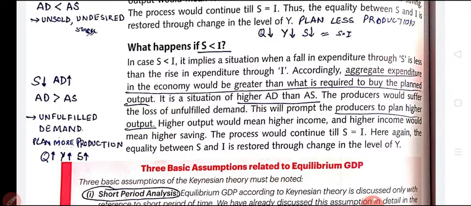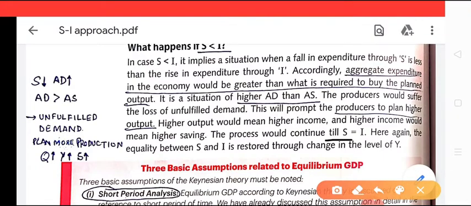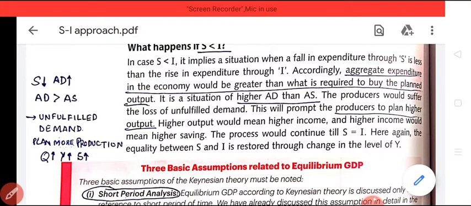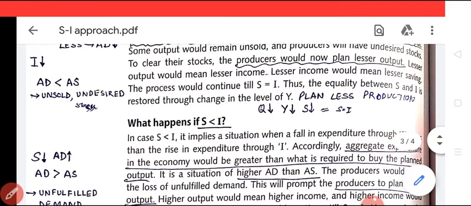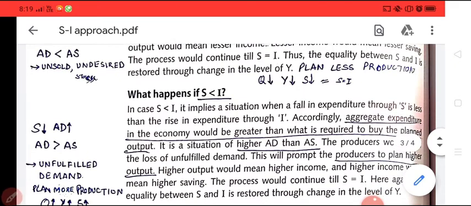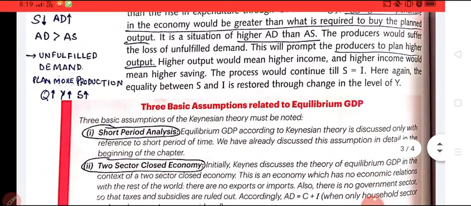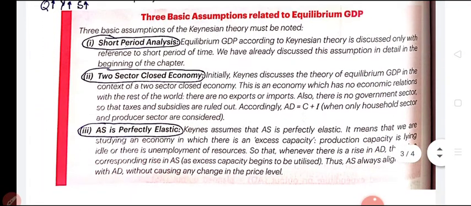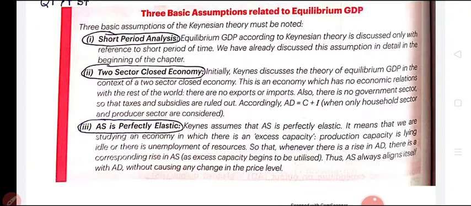When more production is there, income will increase. When income will increase, saving will increase. And up to what point is saving going to increase? Saving will increase till saving becomes equal to investment. So in both the cases, when saving and investment are not equal to each other, the producers will adjust, the aggregate supply will adjust accordingly, and saving will become equal to investment automatically as per the planning by the producers.